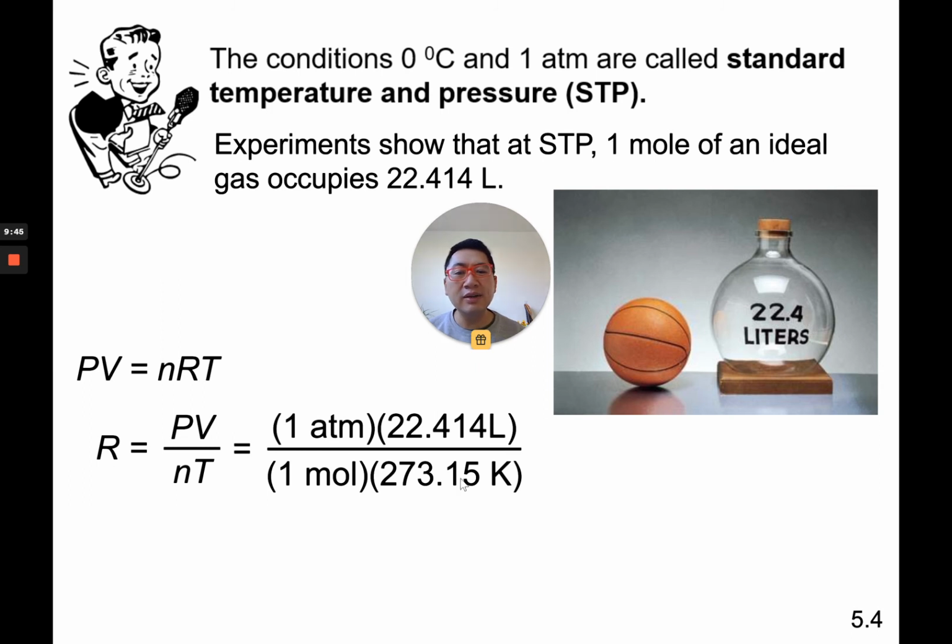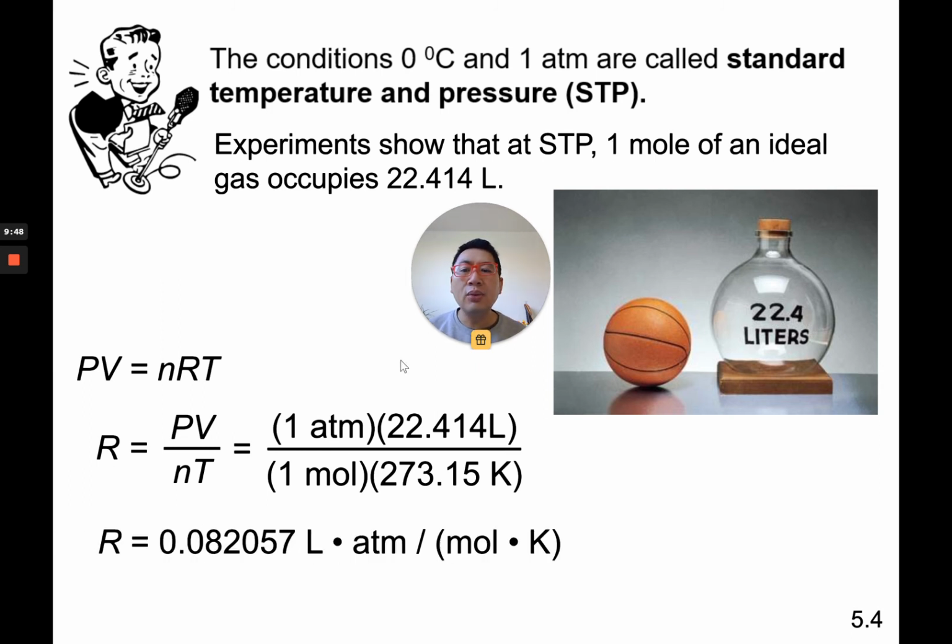Type that all in a calculator and R is 0.082057. The units are liters atmospheres divided by moles kelvins. Lots of times we round this to 0.0821, 3 sig figs, but here it's 5 sig figs. 0.0821 liters atmospheres per mole Kelvin. R, the gas constant, is 0.0821 liters atmospheres per mole Kelvin. That's the gas constant in PV equals nRT.